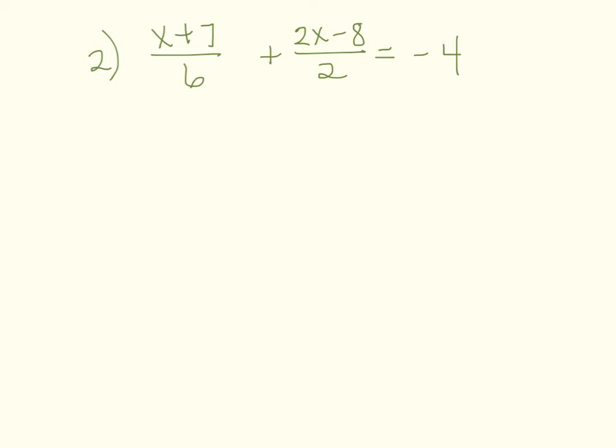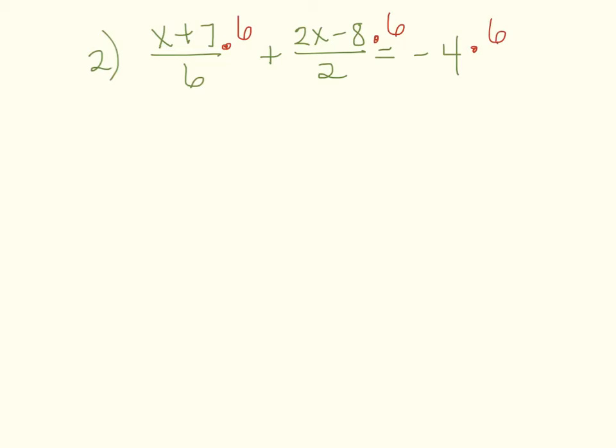And I've got to ask myself, what's the smallest number that both of them multiply into? Well, a 6 multiplies into 6, and a 2 multiplies into 6, making 6 my least common denominator. So what I'm going to do is multiply each term by that 6.